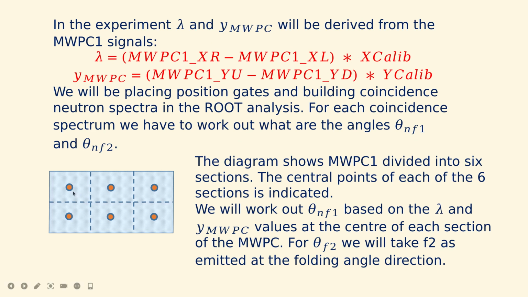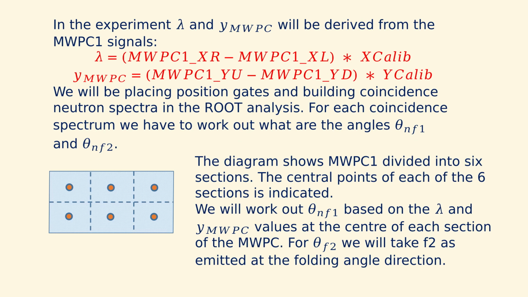So to get these slices, we will be putting rectangular gates on the lambda and on the Y of the MWPC, which we extract in the root analysis. These gates will correspond to these 6 sections of the MWPC. Then we will be generating, for each of the 100 neutron detectors, or 111 maximum neutron detectors, or whatever smaller number you have in the experiment, 6 times that, one for every slice. And in each coincidence spectrum we will be having theta NF1 as well as theta NF2.